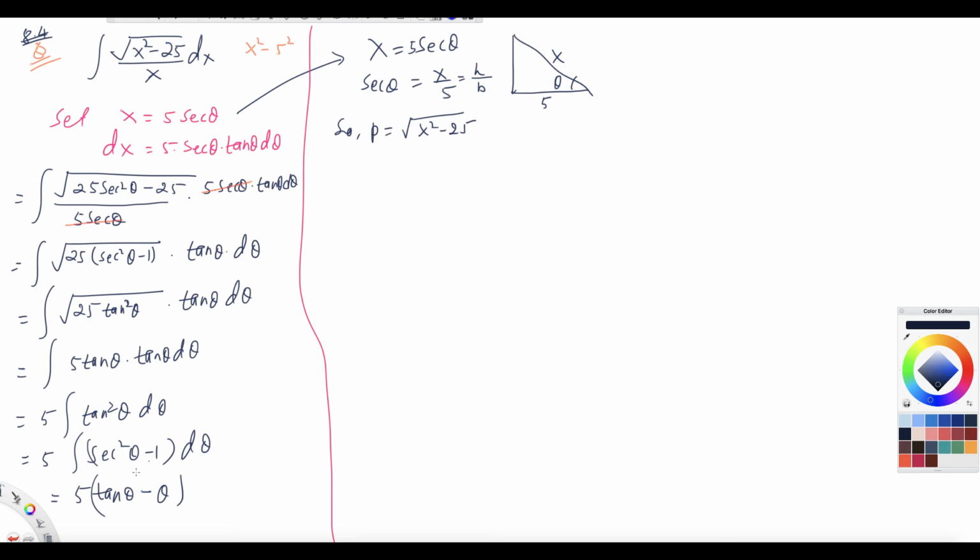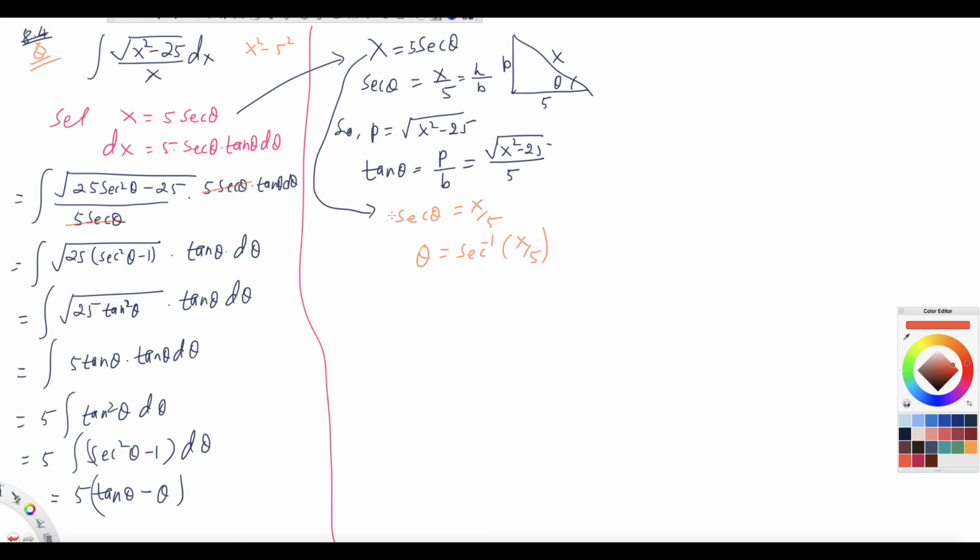Now, what is tangent theta? Tangent theta is the ratio of the perpendicular over the base, that will be the square root of x square minus 25 over 5. Let's plug in back. And how about theta? Secant theta equals x over 5, so theta equals secant inverse of x over 5.